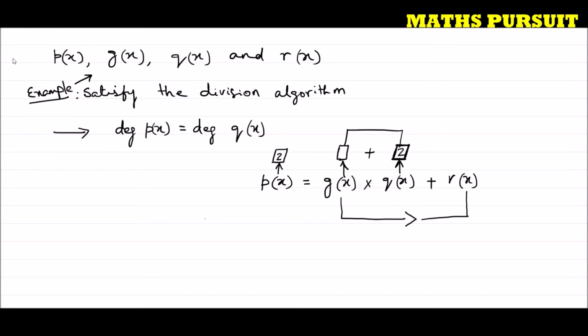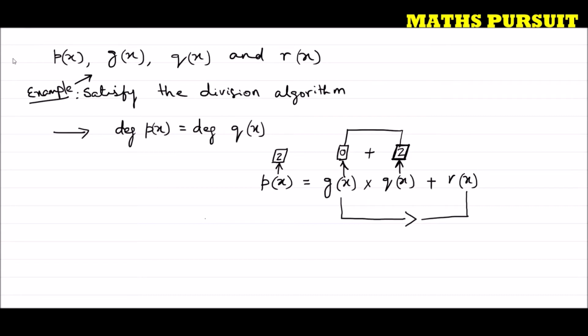If the degree of p(x) is 2, then the degree of q(x) should be 2, because this is what is being asked in the question. Then definitely the degree of g(x) is going to be 0. Why? Because as I told you earlier, the degree of g(x) plus the degree of q(x) determines the degree of p(x). If we consider a polynomial where the degree of p(x) is 2, then the degree of q(x) should also be 2 as per our question. So in that case, the degree of g(x) is going to be 0.